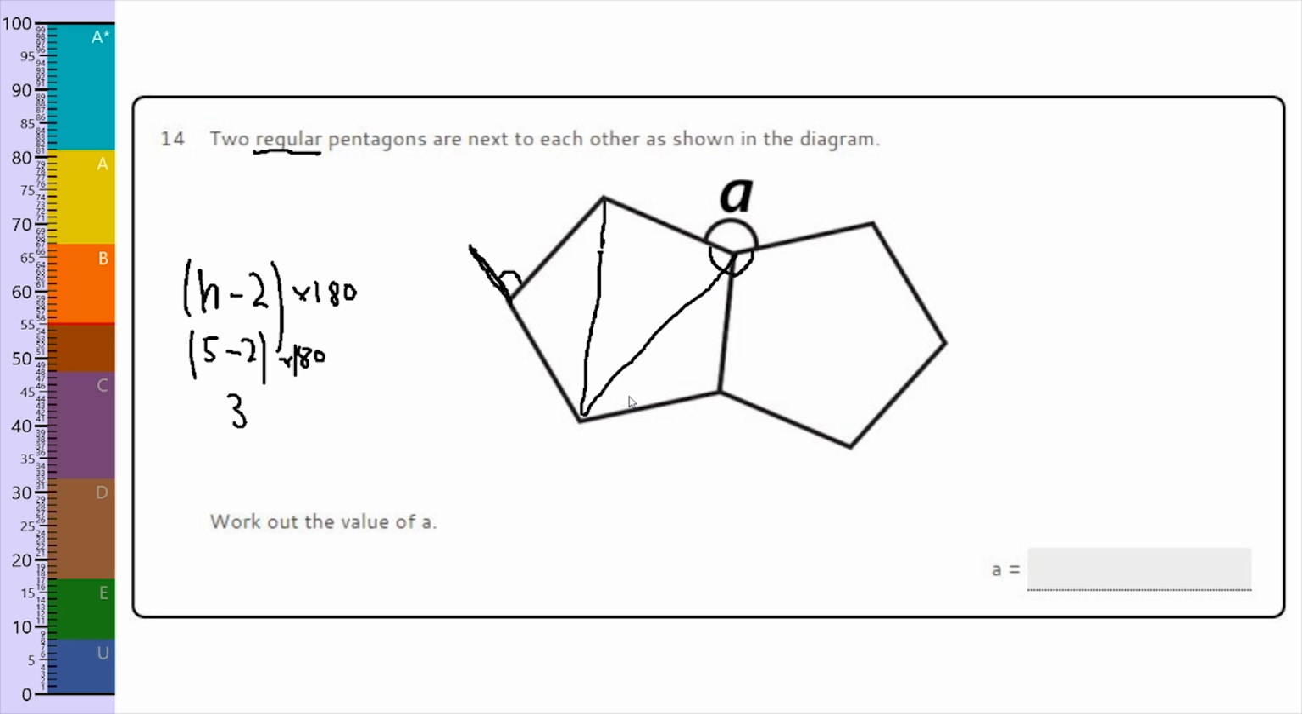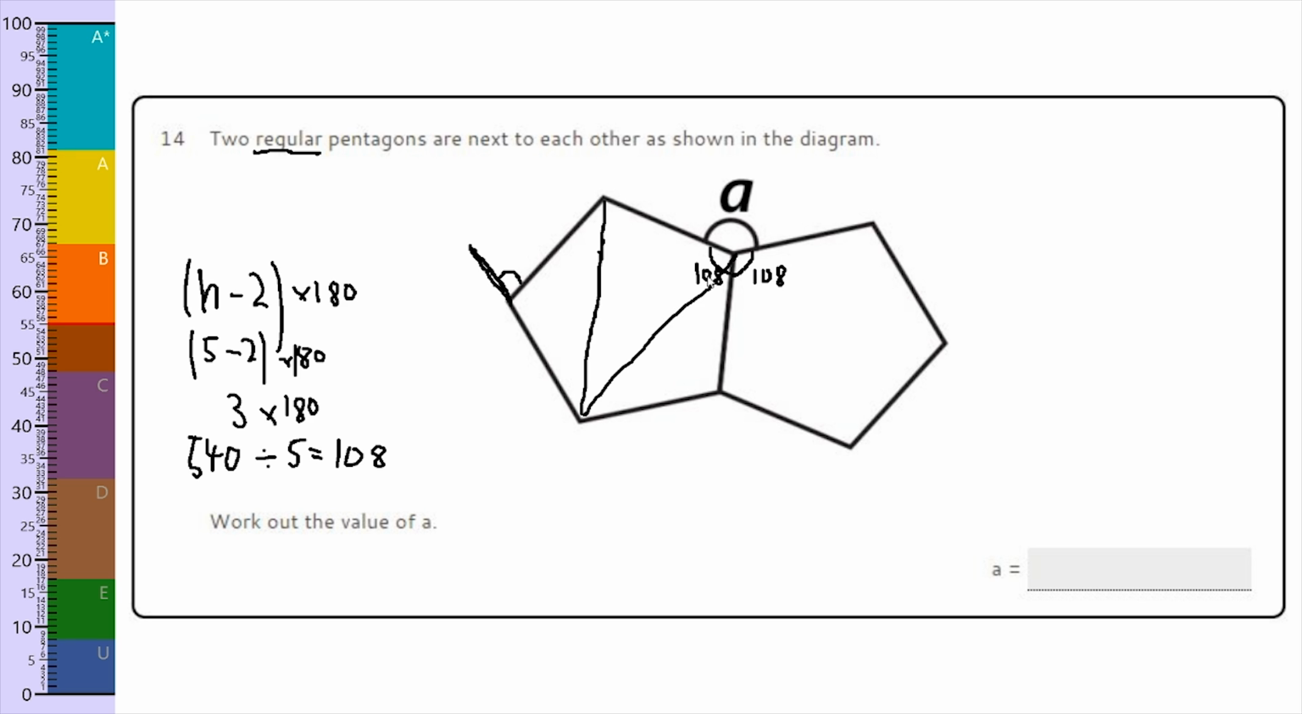Each triangle has 180 degrees in it, so therefore it will be 3 lots of 180. Now I know that 2 lots of 180 is 360, and I know 3 lots of 180 is 540. So it would be 540, but it has 5 sides, so I need to divide that by 5. 500 divided by 5 is 100, 40 divided by 5 is 8, so it will be 108. So this angle here is 108, this angle here is 108, and A is left.